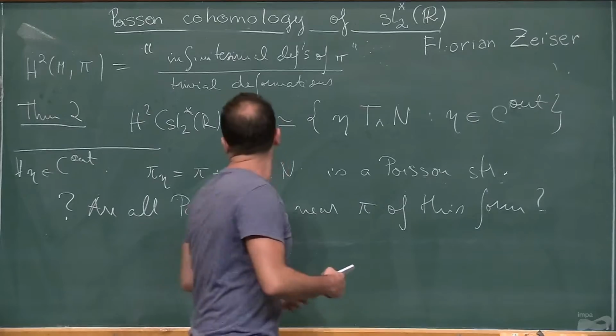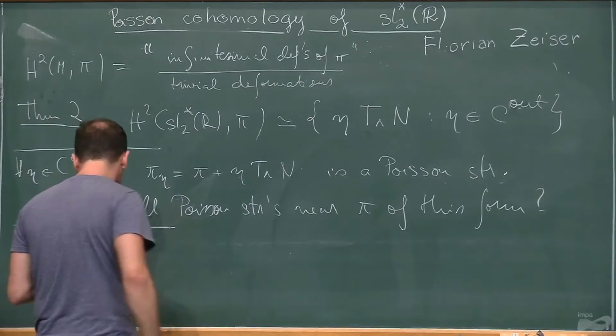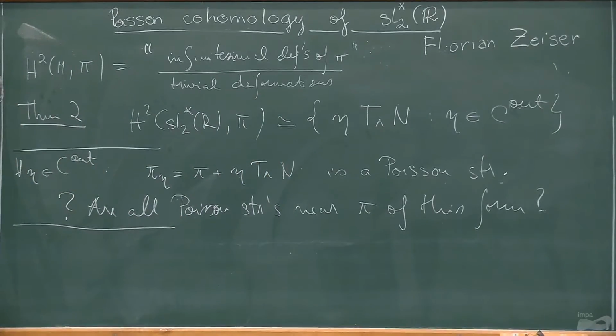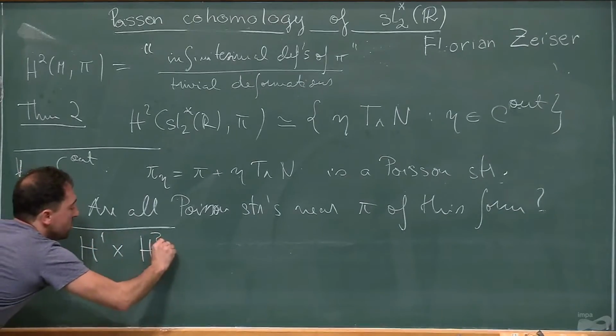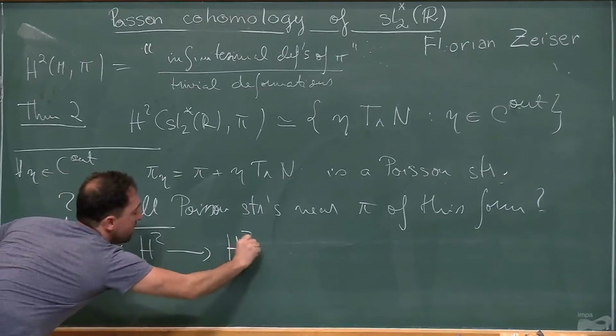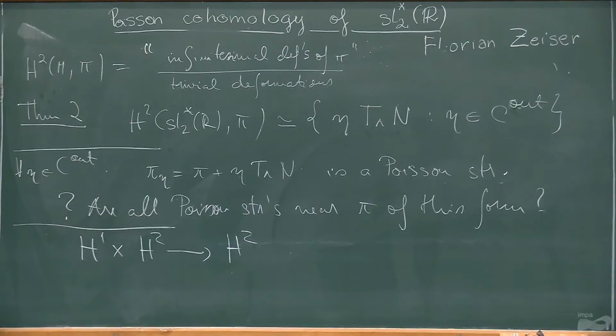But then, this is one part. What happens is also that these Poisson structures are not all distinct. And this comes from the fact that the Lie bracket in cohomology from H1 times H2 to H2 is non-trivial. This gives you the infinitesimal action of outer Poisson isomorphisms, or non-Hamiltonian Poisson isomorphisms, on the space of deformations. So this will be the infinitesimal picture.